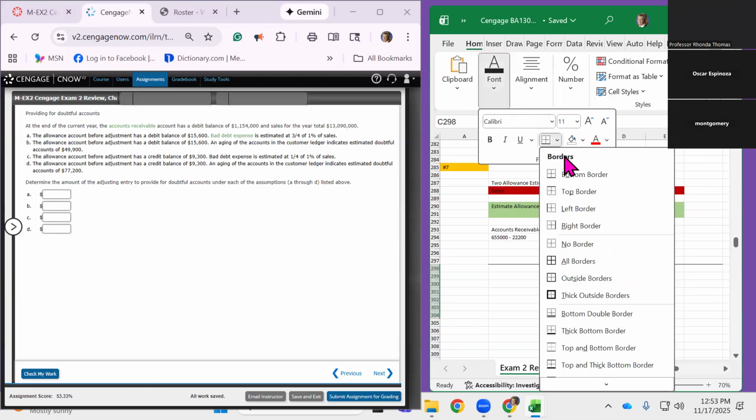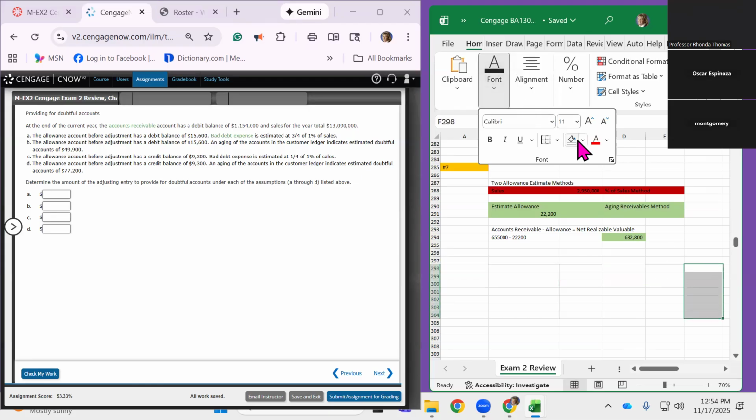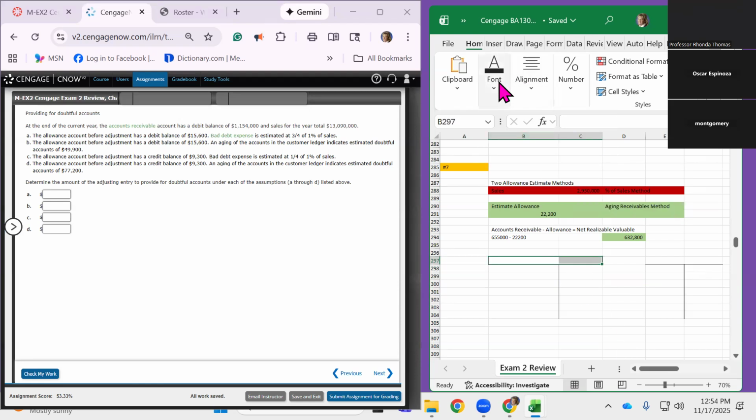One you use sales, one you use the aging the receivables method to calculate what the adjusting entry will be. Okay, so this can get a little bit difficult, but that's okay. That's why you're in this class.